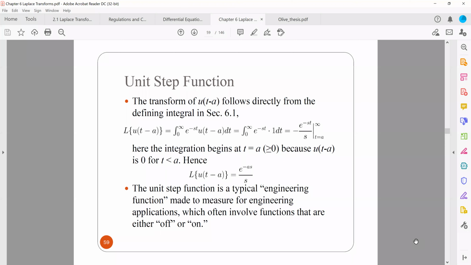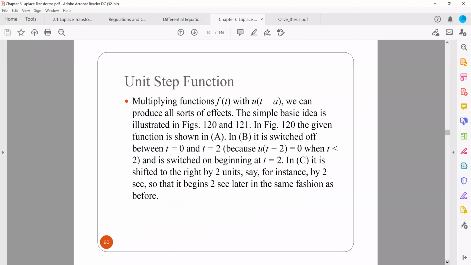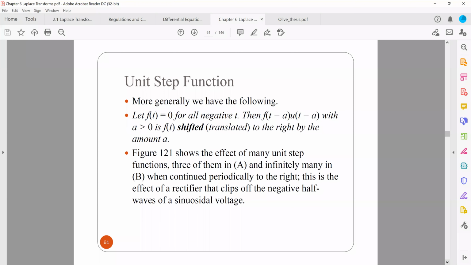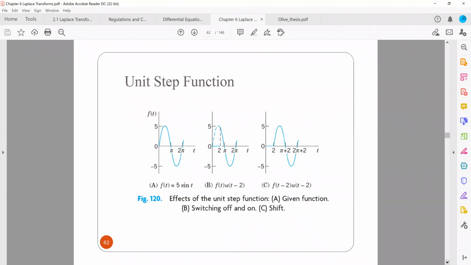Anyway, yeah, so it's usually used to model functions that involve on or off. I think I mentioned that earlier. Yeah, so multiplying any function f(t) by a step function can produce all sorts of effects. And I think instead of reading here, I could just show you some of those figures.